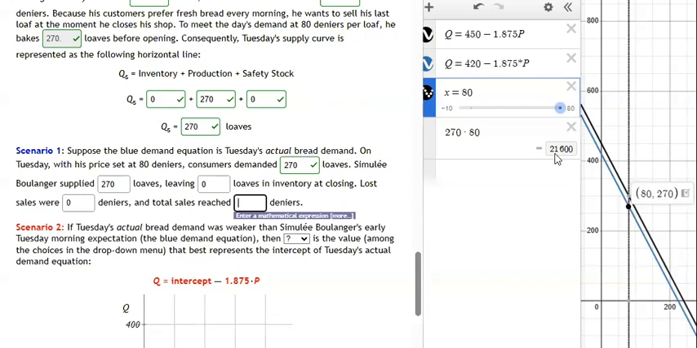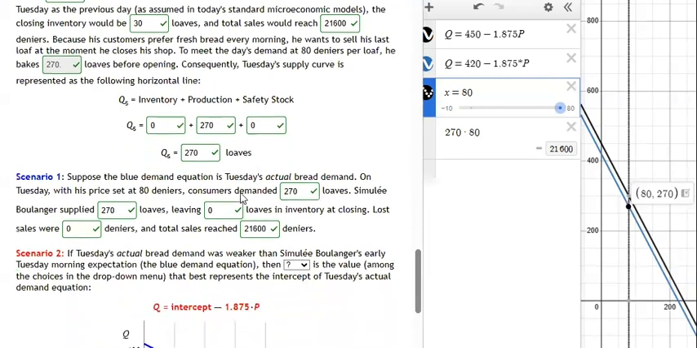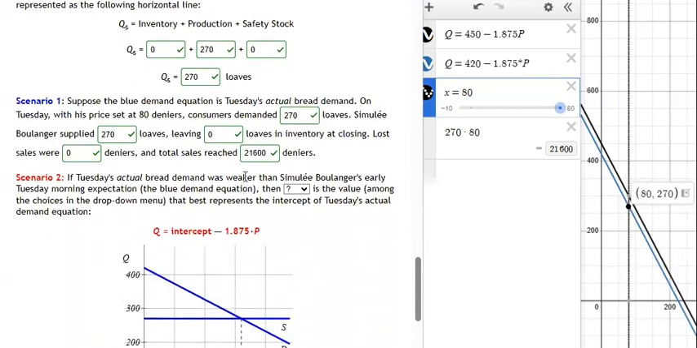So total sales is 21,600 deniers, which is this point right here. This height is 270 loaves, and this dashed line is at the price of 80. And so supply crosses demand at that point. That's scenario one. What about scenario two?